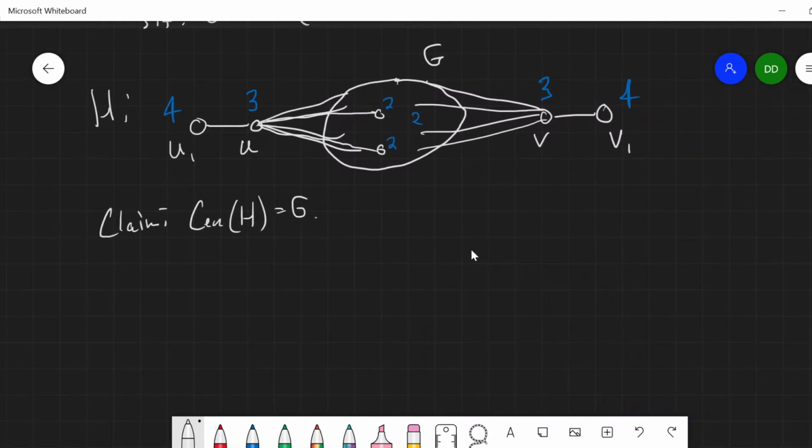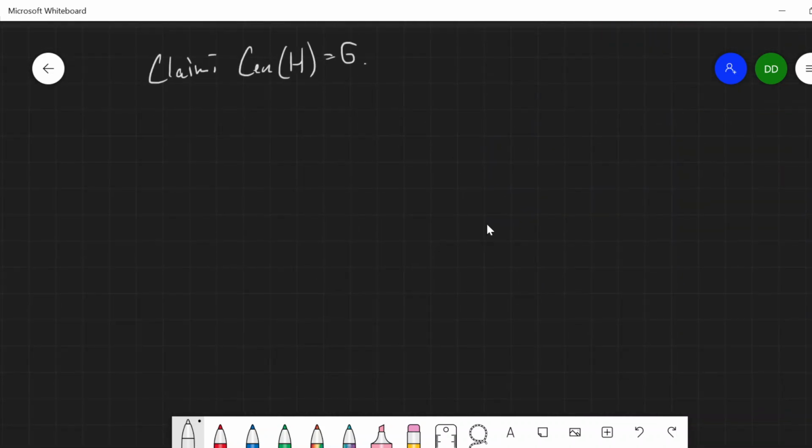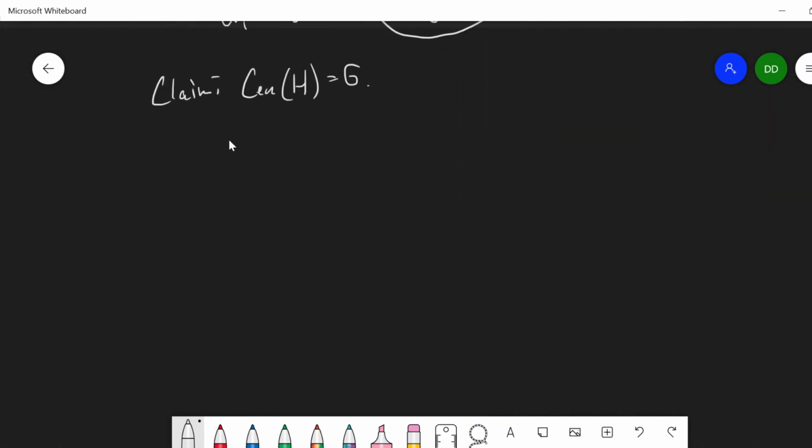So now we know every graph can be the center of some other graph. So what about, can a graph be the periphery of another graph? Turns out this one's a little bit harder. I'm actually not going to go quite through all the proof, but I'll state the result.